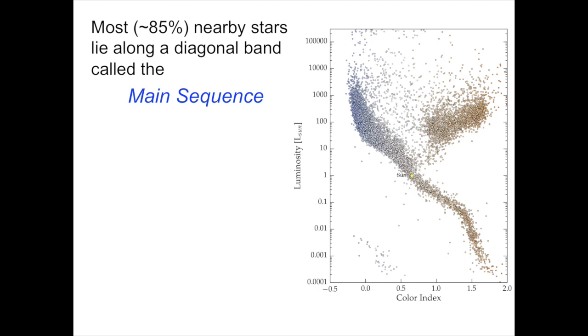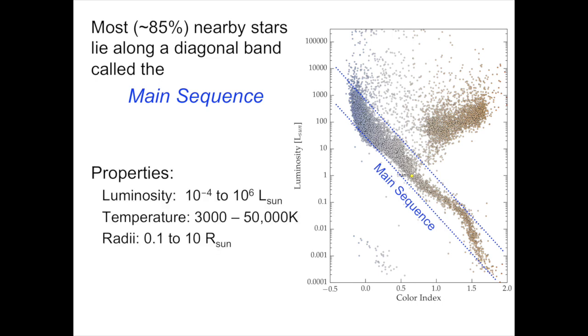The first thing we'll notice is that nearly 85% of nearby stars lie along a distinctive diagonal band that is referred to by astronomers as the main sequence. It's called the main sequence because it's the primary sequence of luminosity and color, or luminosity and temperature, that we see among stars. Stars along the main sequence are, if they're hot, they're high luminosity, and if they're cool, they're low luminosity, and everything in between along this approximate diagonal band.